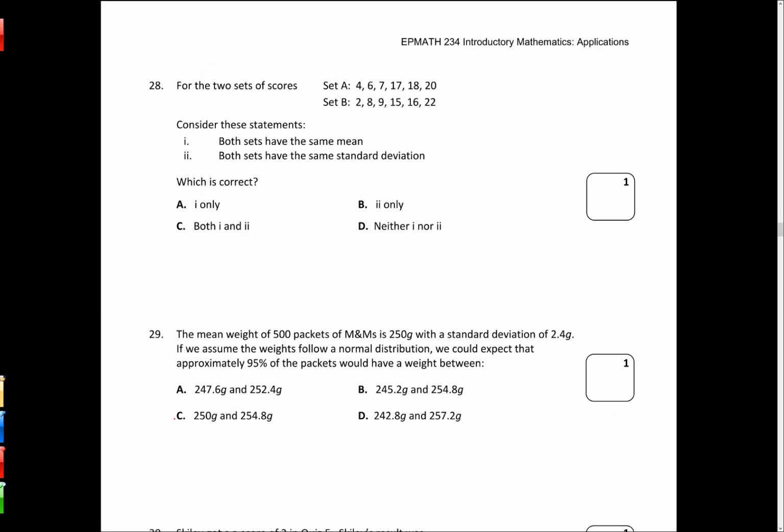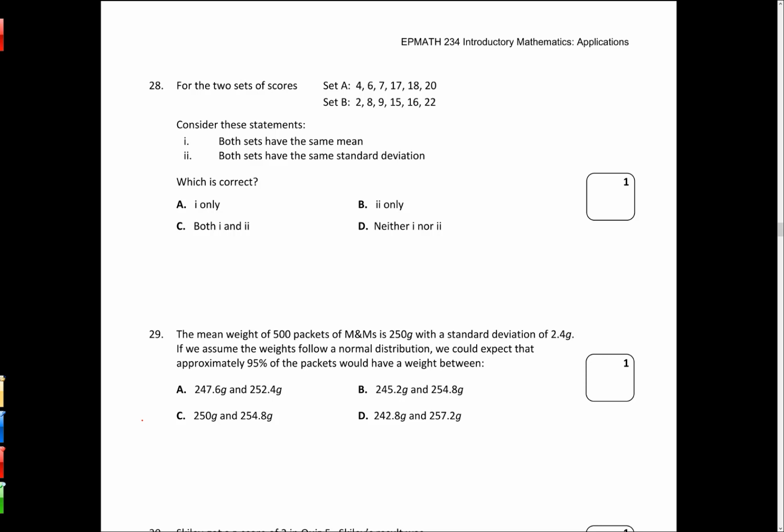28 for 2 sets of scores. Well, this will be a bit dull. Calculator exercise, well, you sit here and listen to it. But we consider, do they have the same mean? Do they have the same standard deviation? So I've just got to go in and do it. From memory, they were the same. I'll go in, mode, stat, single variable.